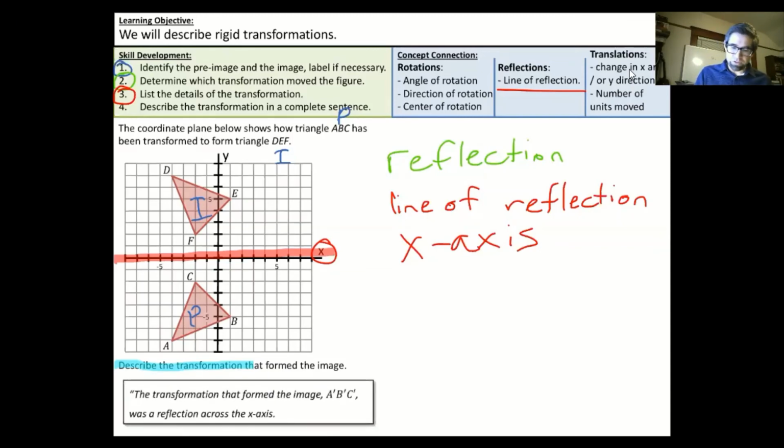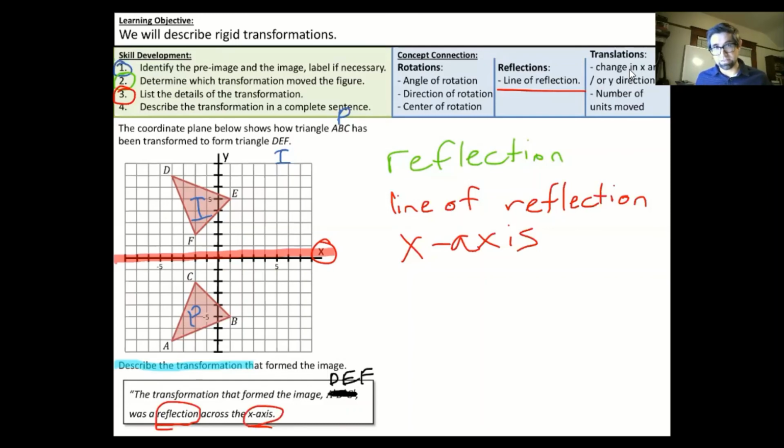So this is all my description we need to say. The transformation that formed DEF, oops, I forgot to change this from earlier, the transformation that formed or made DEF was a reflection across the x-axis. Again, these are the key details we would need to include. You have to say that it was a reflection, and you have to say that it was across or over the x-axis.